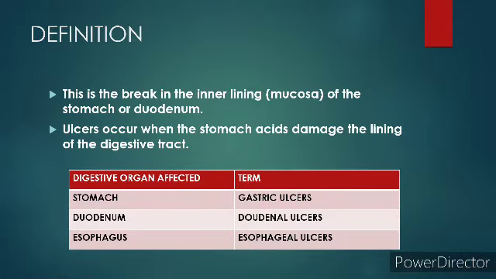Peptic ulcer disease can be defined as a break in the inner lining of the stomach or the duodenum. It can also be defined as ulceration in the inner lining of the stomach or the duodenum. When we talk about the inner lining, we mean the mucosa.